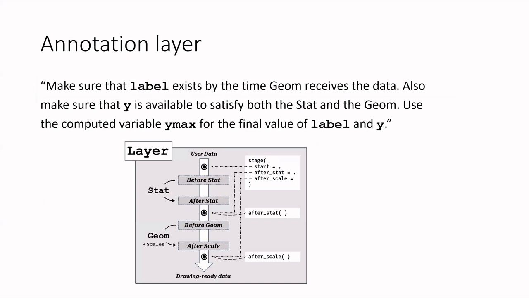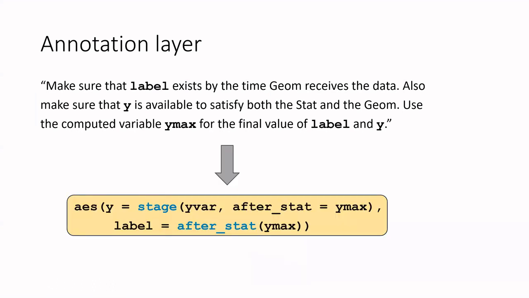We first express what we want from the layer given what we just found. So make sure that the label column exists by the time the geom receives the data, and also make sure that the Y column is available to satisfy both the stat at the start and then the geom later on. And crucially, use the Ymax variable representing the upper whiskers that's computed by the stat and available in the after stat stage. This kind of declarative statement that we construct by consulting our mental model can then be expressed in the grammar like this, which is the same piece of code that we saw earlier.